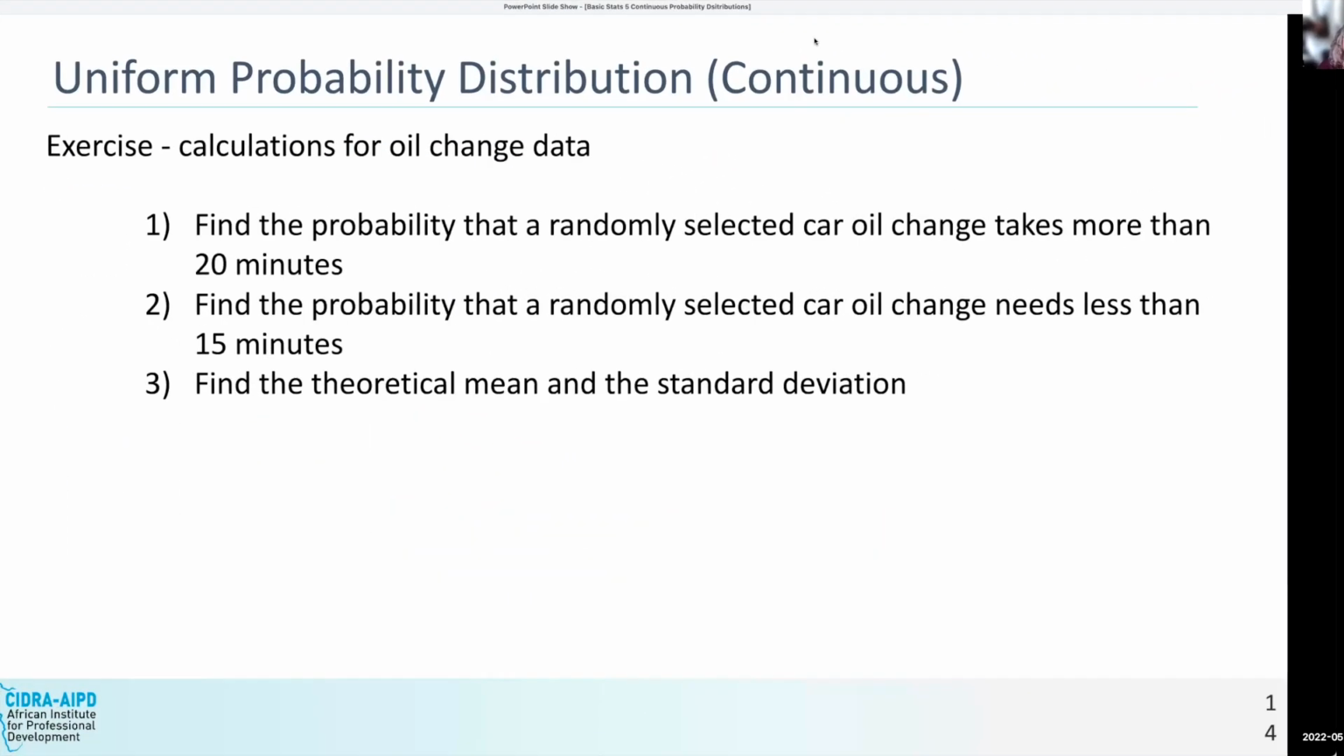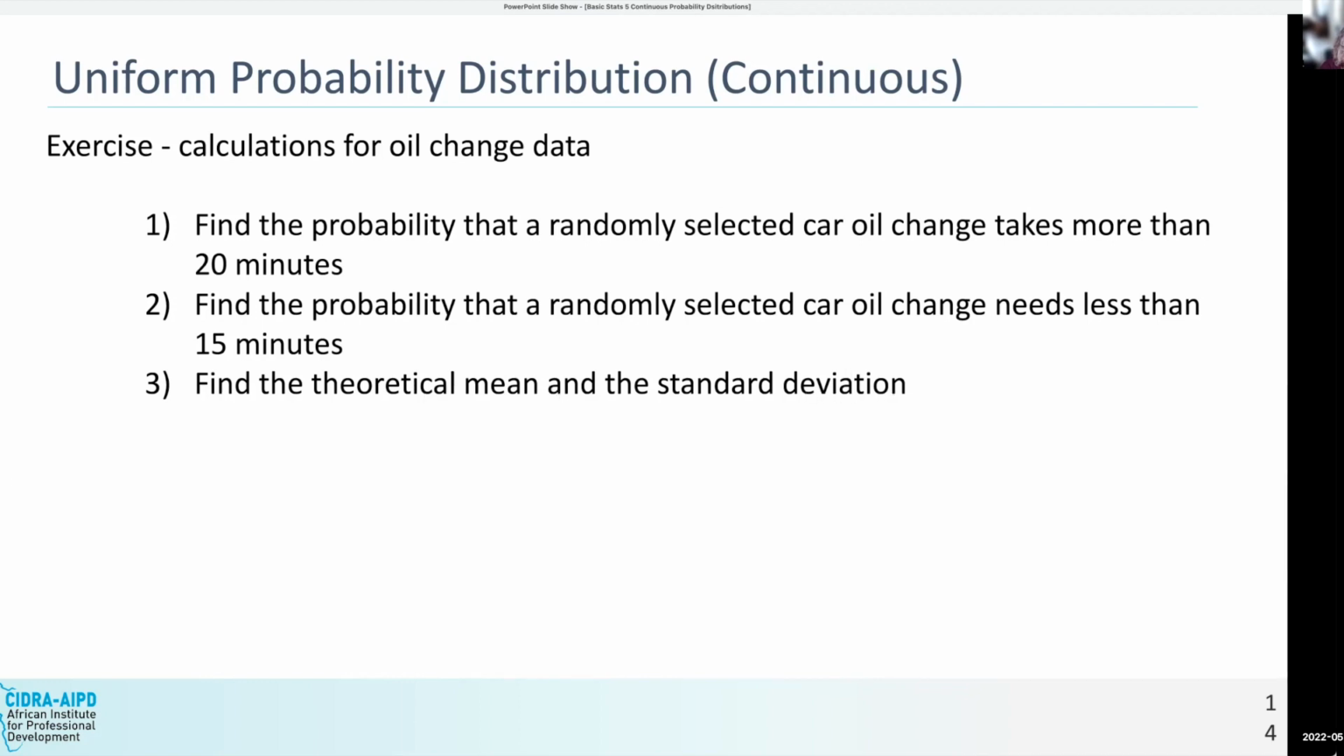What I want you to do now is do a few exercises, see if we can figure out the answers to these questions. So we'll want to find the probability that a randomly selected car oil change takes more than 20 minutes. The probability that a randomly selected car oil change takes less than 15 minutes. And I want you to find the theoretical mean and the standard deviation.